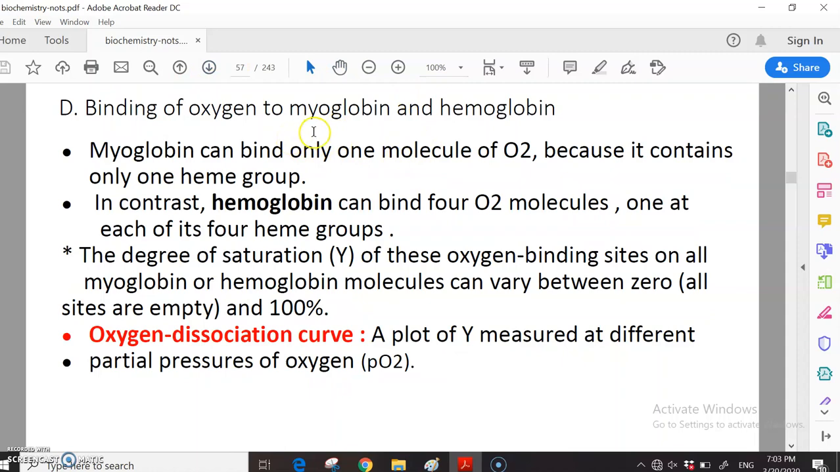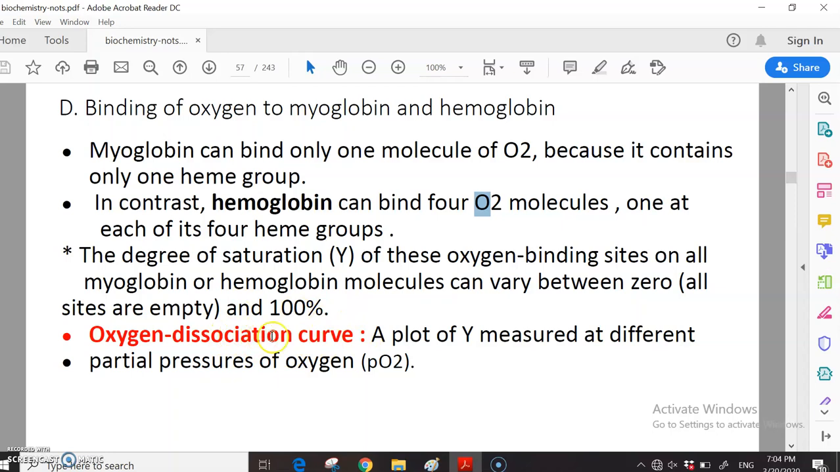Binding of oxygen to myoglobin and hemoglobin. Myoglobin, which contains only 1 heme group, can bind to only 1 oxygen molecule, while hemoglobin, which contains 4 heme groups, can bind 4 oxygen molecules. The degree of saturation of oxygen binding sites on all myoglobin or hemoglobin molecules can vary from 0 up to 100%.